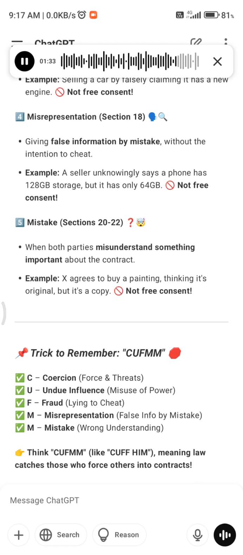Trick to remember: CUFMM. C: Coercion. U: Undue influence, misuse of power. F: Fraud, lying to cheat. M: Misrepresentation, false info by mistake. M: Mistake, wrong understanding. Think CUFMM, meaning law catches those who force others into contracts.